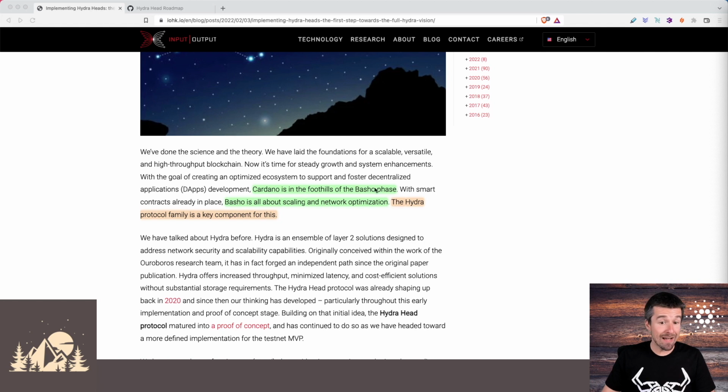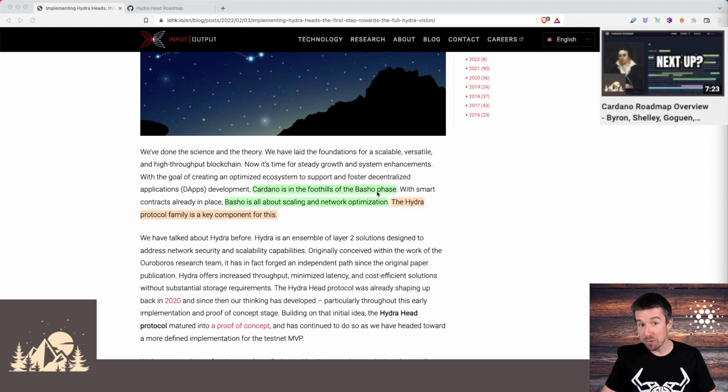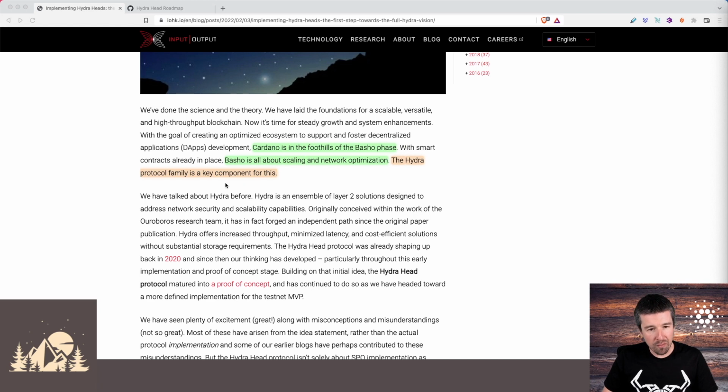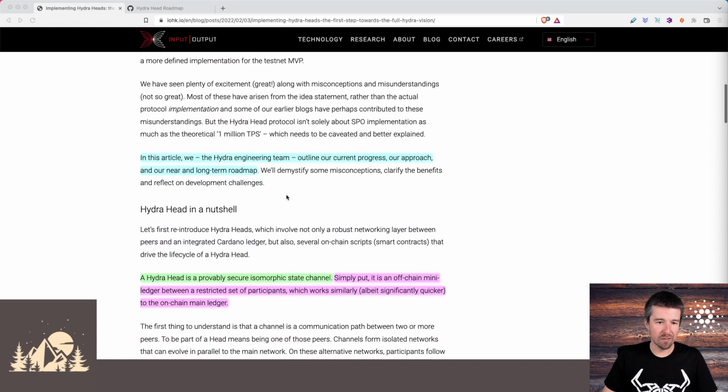So as we know, right now, Cardano is in the foothills of the Basho phase. And as we've talked about multiple times on the channel, Basho is all about scaling and network optimization. The main focus of Input Output last year was getting smart contracts up and running, and the main focus this year is all about how do we scale from here. And the Hydra protocol family is a key component for this. So let's see what he has to say.